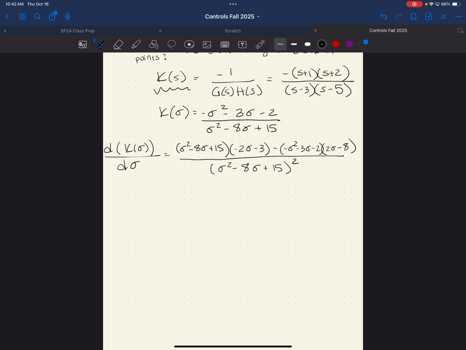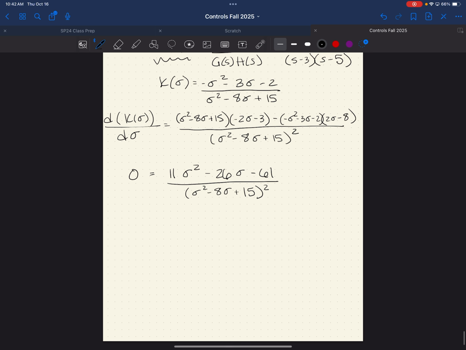Do you want me to work through all the FOIL, or do you want me to just tell you what you get? Just tell us the answer. Okay, all right, fine. Happy to do so. Okay, we should get 0 equals 11 sigma squared minus 26 sigma minus 61 over low low. Of course, if we multiply by the denominator, we just get 0 equal to the numerator. So really, we just need to find the sigma that makes the numerator 0.